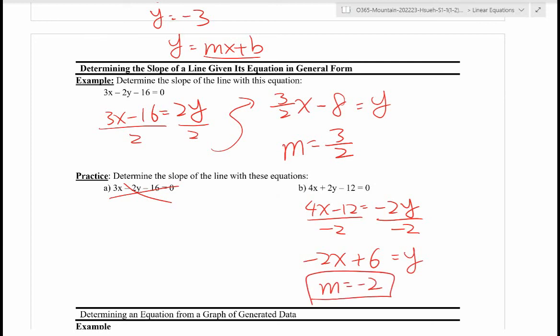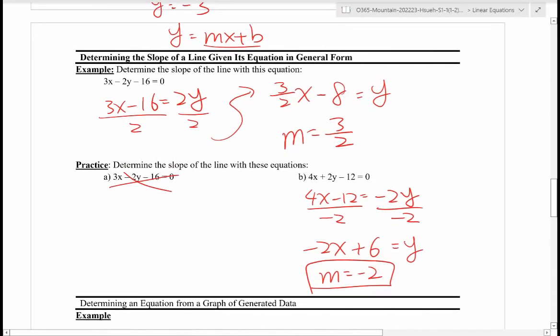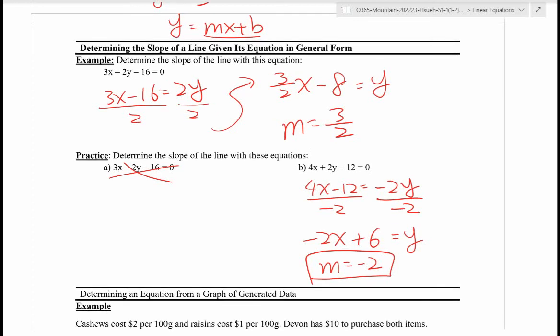Hopefully this is not too difficult for you. Sometimes it takes practice though, right? So if you're finding this a little bit challenging because it is a lot of algebra, you're just isolating for y, you're moving things around. If you do enough practice, you'll get good at it, okay?